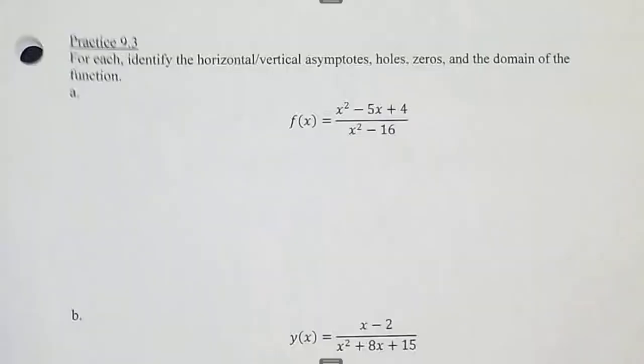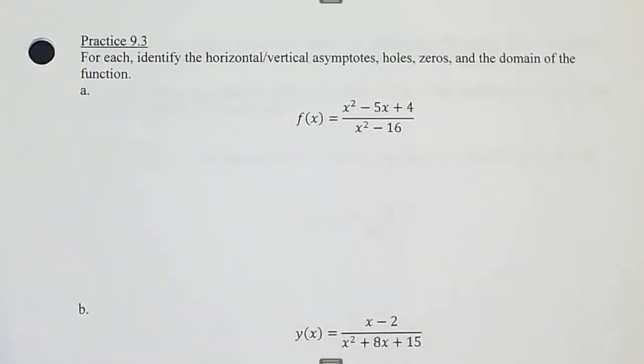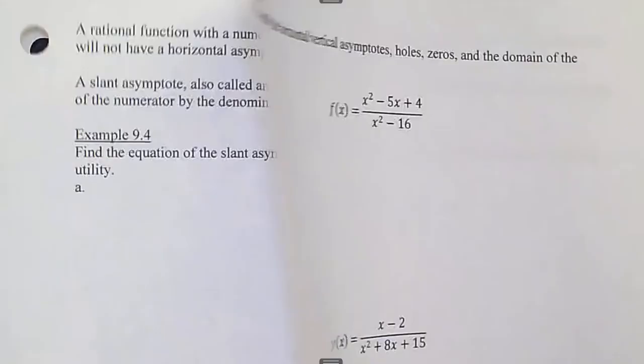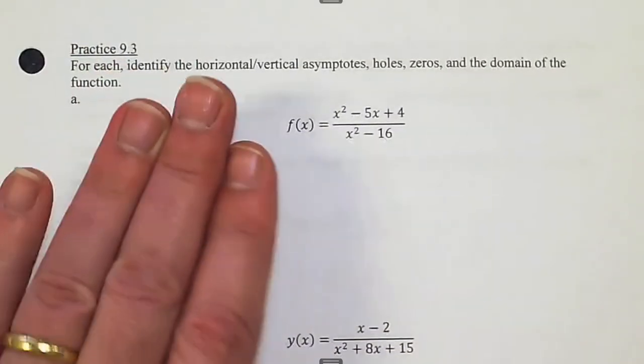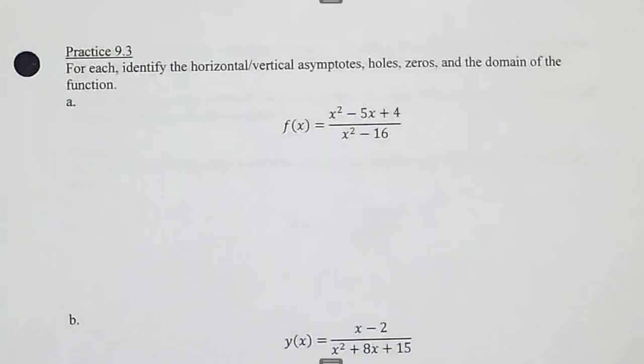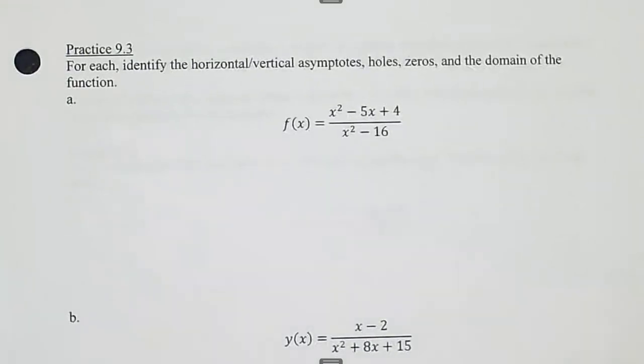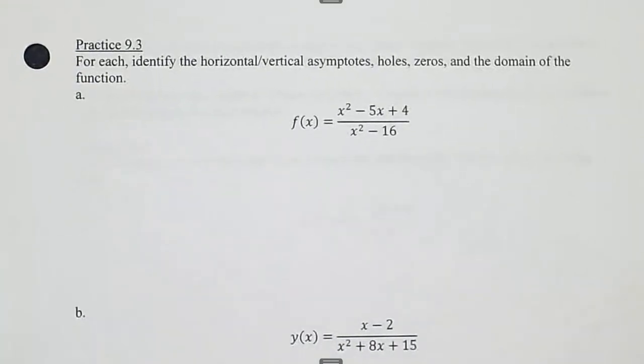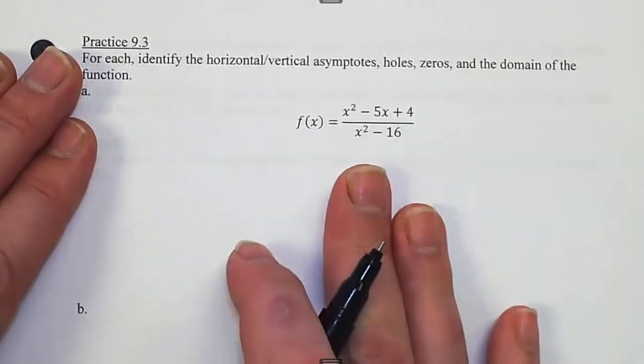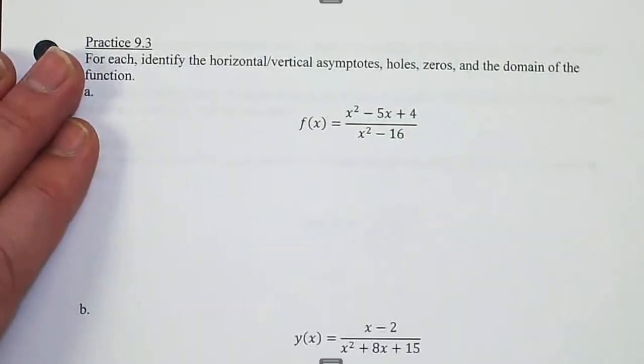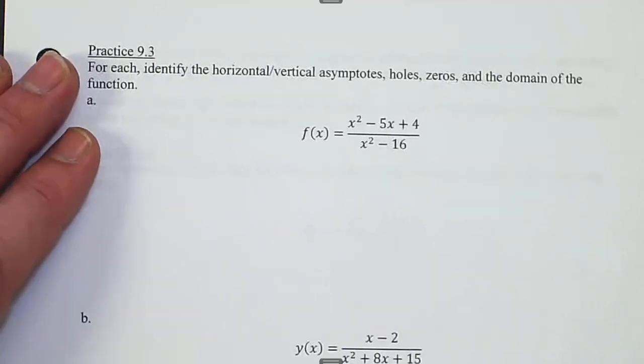Looks like you get a chance to do each one of these. We had a little bit of a break, so let's do one together, okay? And then you'll do the other two, all right? So this is the procedure, and aside from being able to simplify and all that stuff, this is the main idea of this whole unit: to be able to go through this and identify horizontal asymptotes, vertical asymptotes, holes, zeros, and the domain.